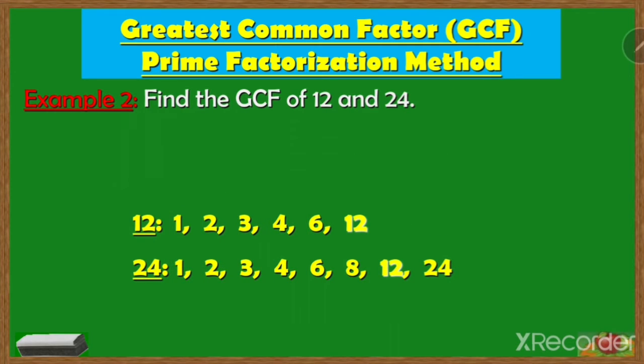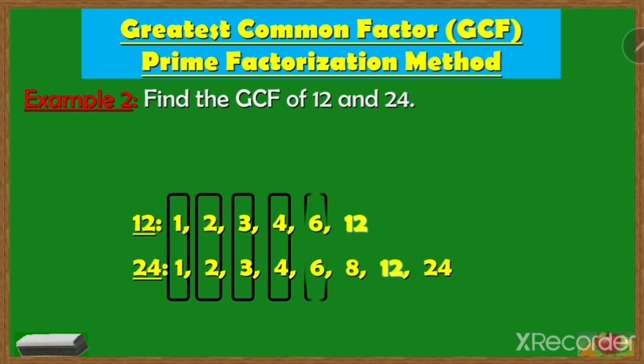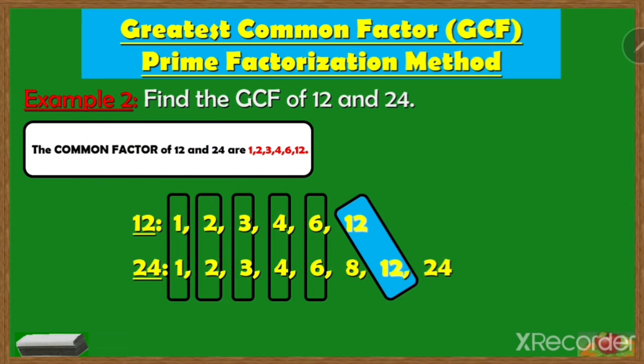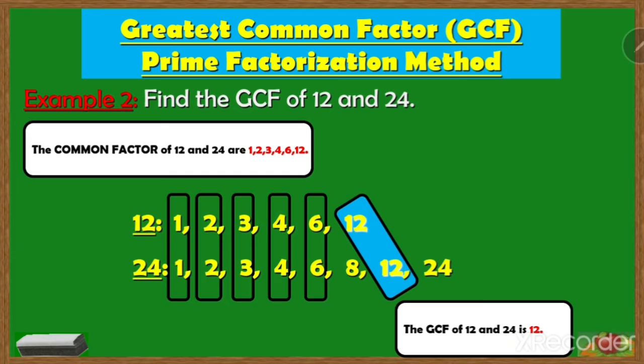All right, let's try another example. Find the greatest common factor of 12 and 24. First, we'll list down the factors of each number, and then we try to identify the common factors of the numbers. So we have 1, 2, 3, 4, 6, and 12. Therefore the common factors of 12 and 24 are 1, 2, 3, 4, 6, and 12. And the GCF of 12 and 24 is 12.